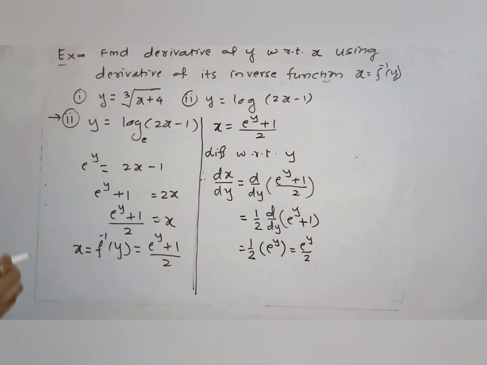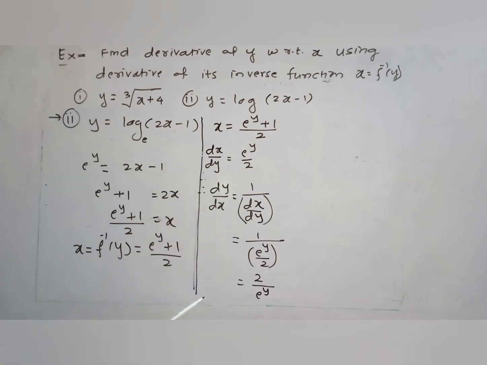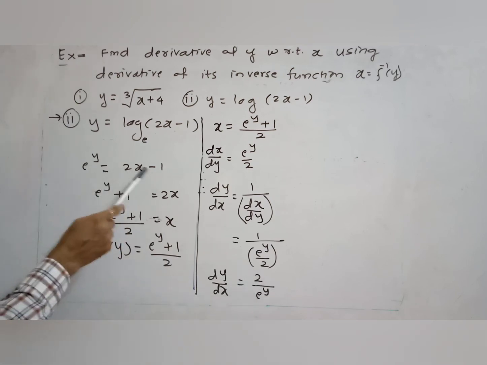So we can write dy by dx from it. So dy by dx is equal to, using the rule dy by dx is 1 upon dx by dy, writing dx by dy in it, 1 upon e raised to y upon 2, which means 2 upon e raised to y. Finally, this dy by dx has to be written in terms of variable x. So get rid of this e raised to y, actually this y, and that has to be done by using the original definition here. This e raised to y itself is 2x minus 1. So replace this e raised to y by 2x minus 1.